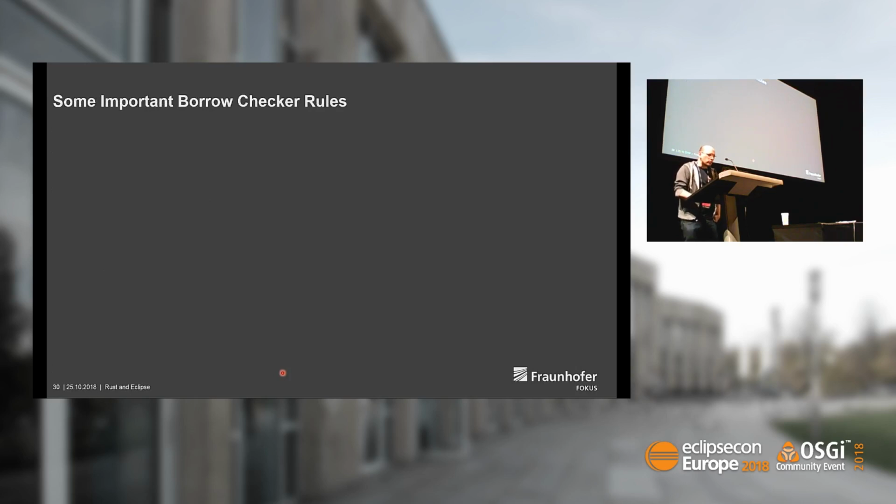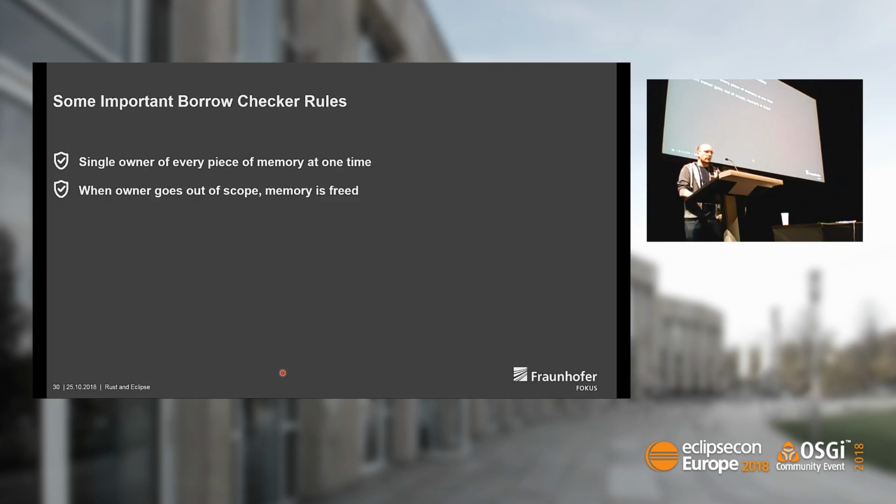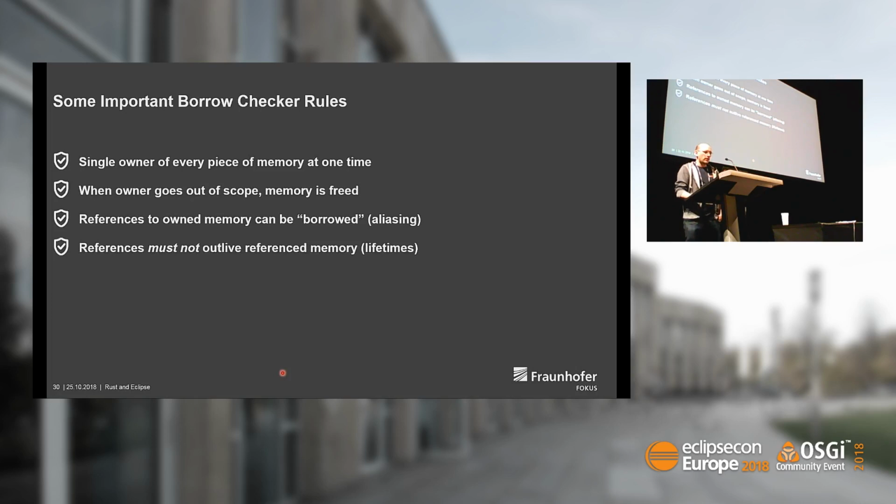Okay, so what are the rules of the borrow checker that ensure this safe memory management? Every single piece of memory has an owner, and just one owner, a single owner at a time. When the owner goes out of scope, the memory is freed. References to owned memory, so borrowed or aliased pieces of memory, must not outlive the owned memory that is referenced, all right? And this is done by tracking lifetimes.